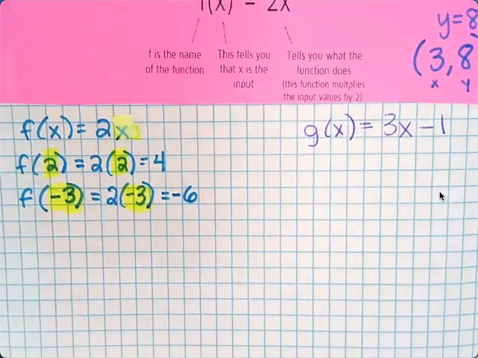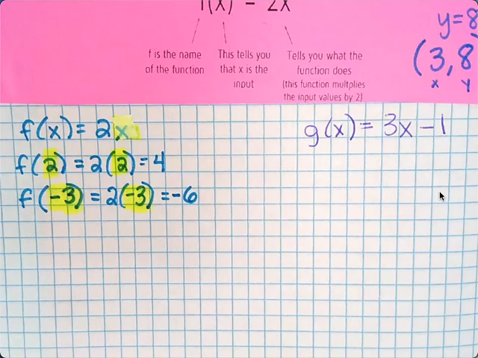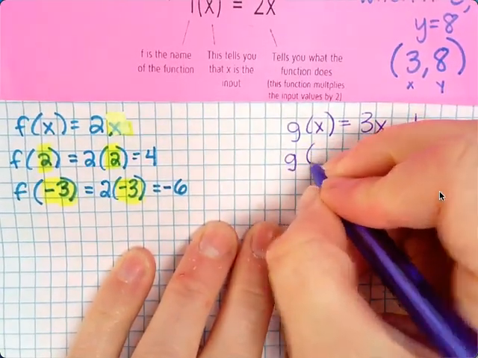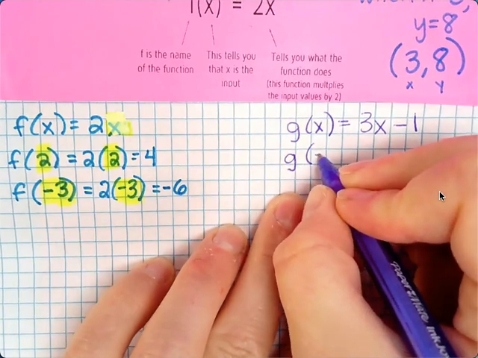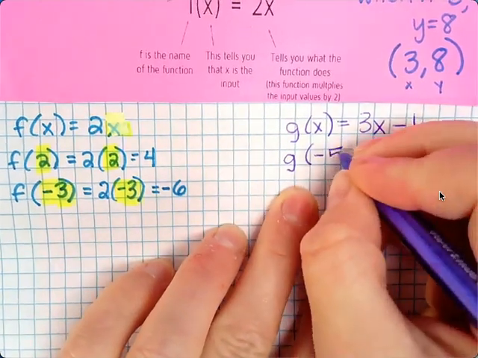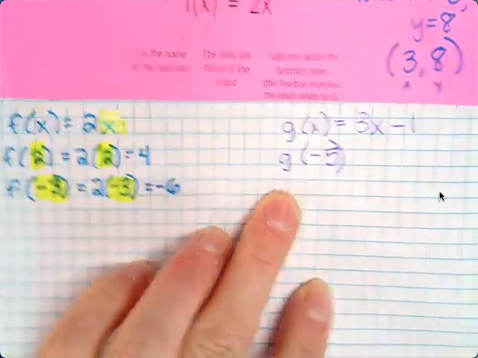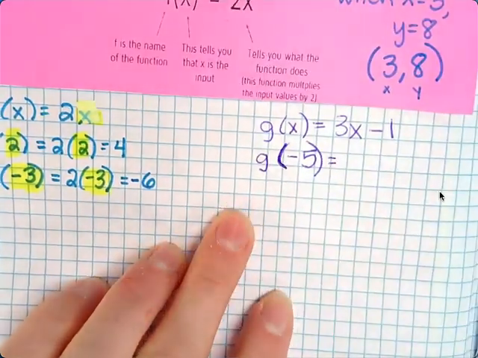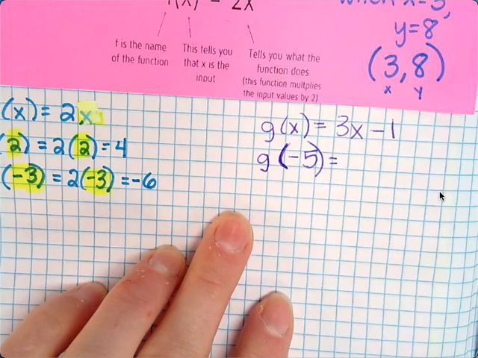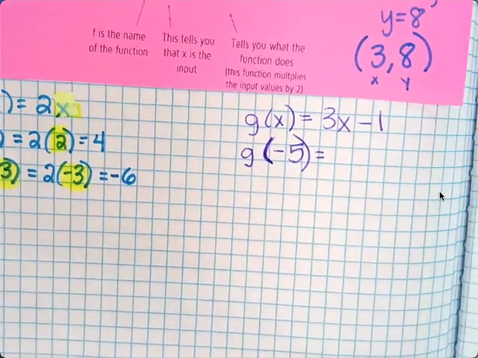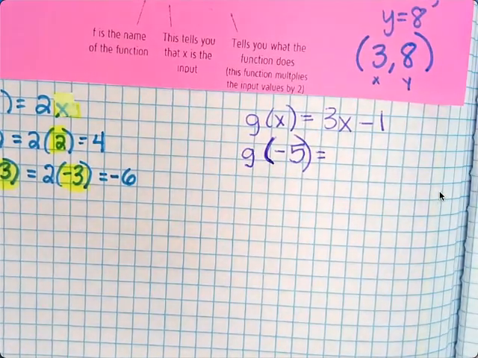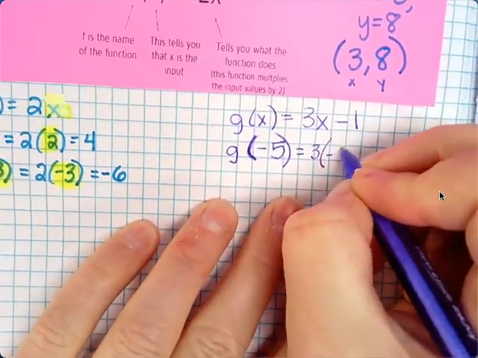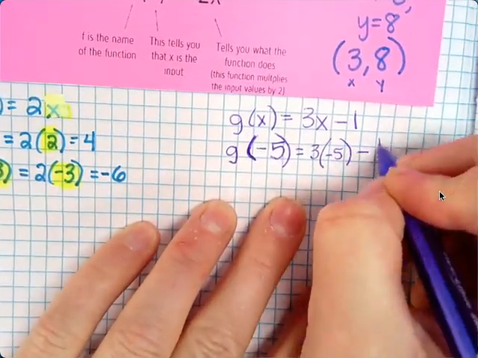Okay, so let's do the g of x example now. So g of negative 5 means that x is negative 5. So we're going to substitute it in. So it'd be 3 times a negative 5 minus 1.